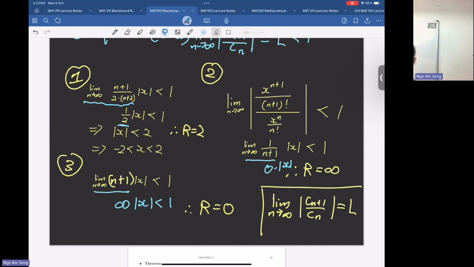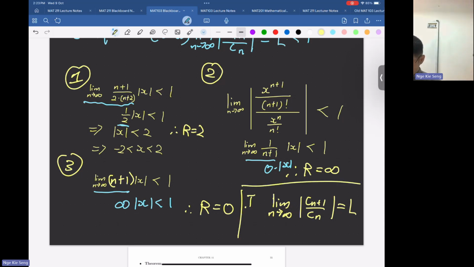Okay. So can you relate these three limits here to the radius that you get? Can you see any pattern? See any pattern here? So you get a half here, but your radius is 2. You get infinity here, but your radius is 0. You get a 0 here, but your radius is infinity. Can you deduce anything or not? What can you deduce? If you know about the limit of C_{n+1} over C_n, can you deduce anything about this radius here?